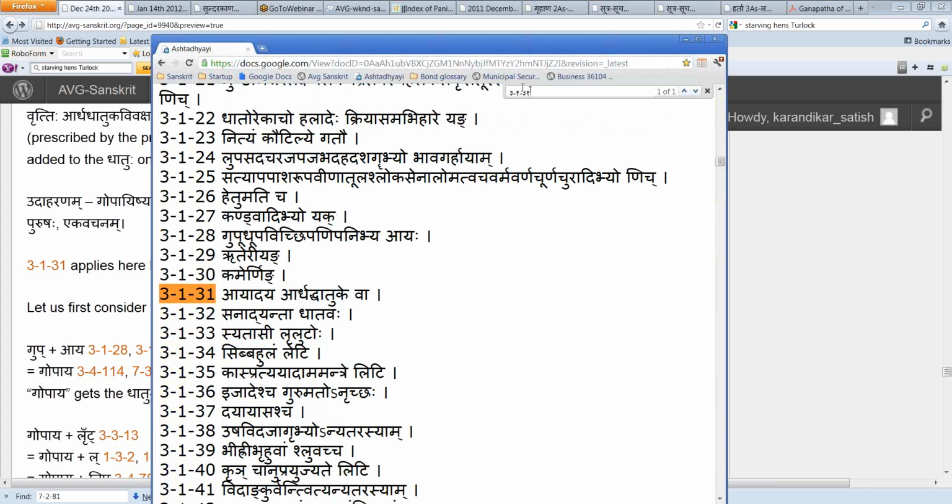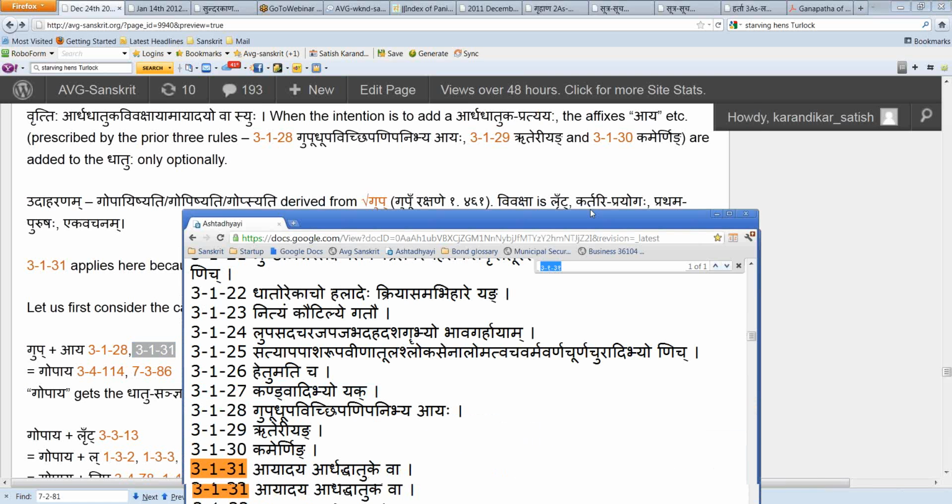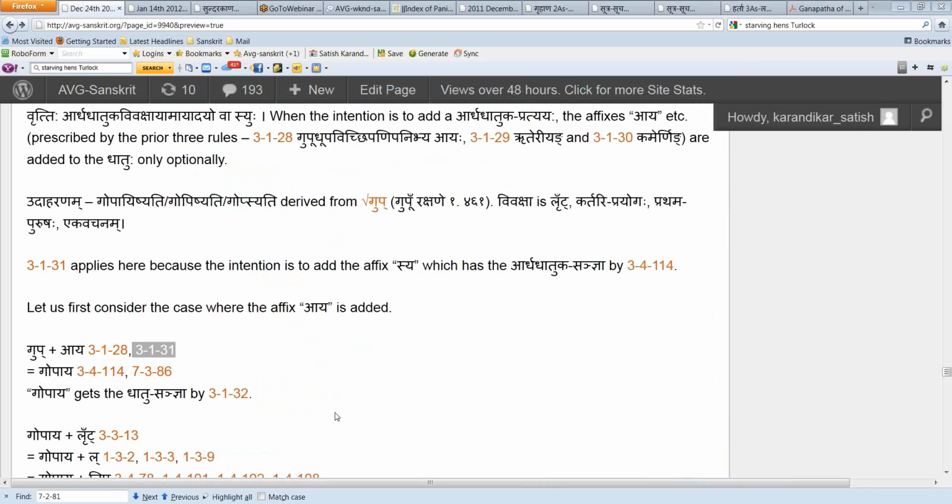Let's look at the aya pakshe, in the case where aya is added, what will happen? Firstly we'll apply gup plus aya by 3.1.28, and 3.1.31 makes it optional. So 3.1.28 is gupu dhupa vichhi pani panibhya ayaha. You add the pratyaya aya, and the aya also has sanya of ardhadhatukam by the same sutram, ardhadhatukam sheshaha. Then puganta laghu upadhasya cha. The laghu upadha, the ukara, takes the gunadeshaha, becomes gopaya. The gopaya gets dhatu sanya by sanadhyanta dhatavaha.